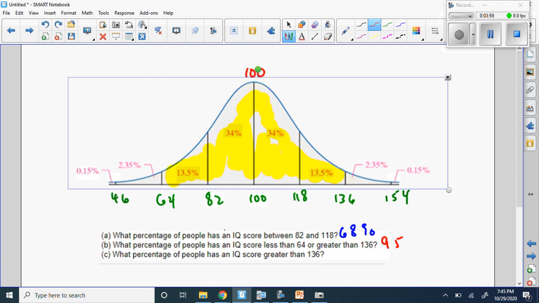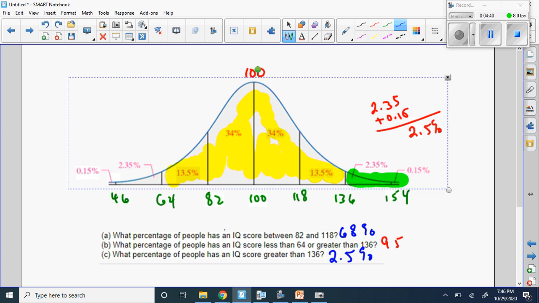So what we'll do is 2.35 plus 0.15, and that would give me 2.5. That's 2.5%. So that would equate to, let's go highlighter, let's go here, this part, right? 2.5% up here.